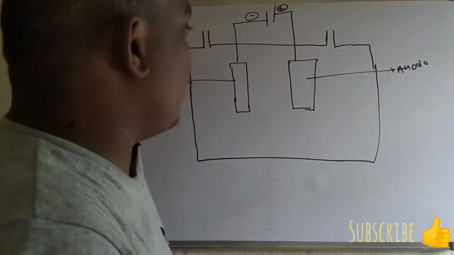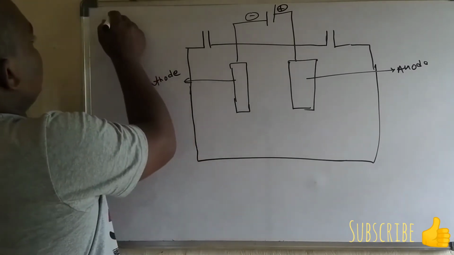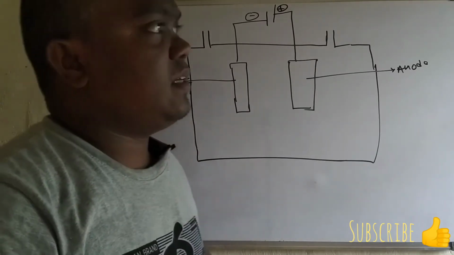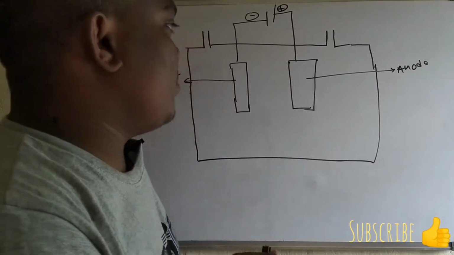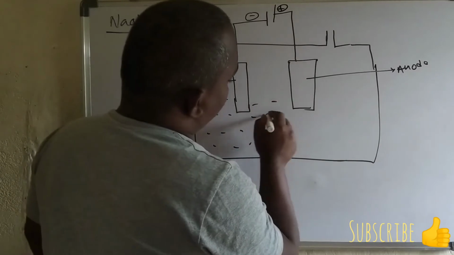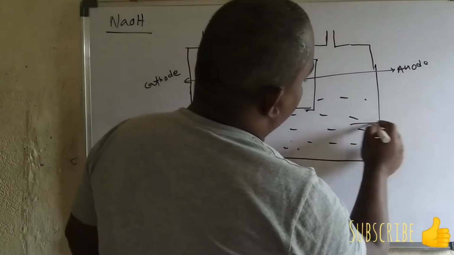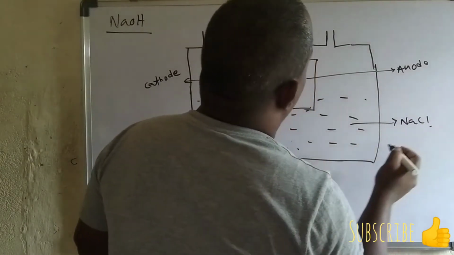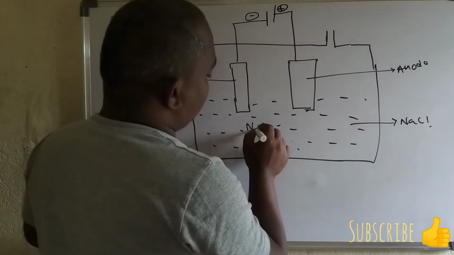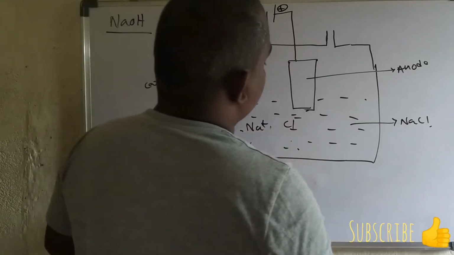Right, let me move on to the topic. Today we are going to discuss the preparation of sodium hydroxide, NaOH. This is an electrolytic setup. We take sodium chloride solution here, and on passing an electric current, the sodium chloride is divided into Na+ and Cl- ions.